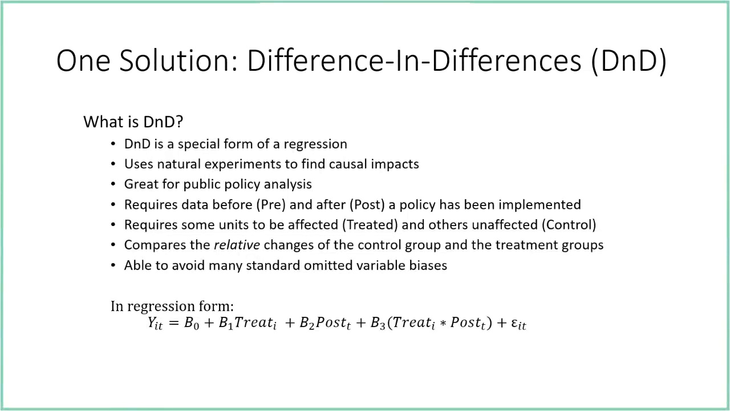And then you also require observations on some units, some observations in your data set that are treated, and others that are unaffected or control observations. And what difference in difference does is it compares the relative changes of the control group to the treatment group over time to get a causal estimate of the impact of the variable of interest. And as we'll see at the end of the lecture, it's able to avoid many of the omitted variable bias issues.